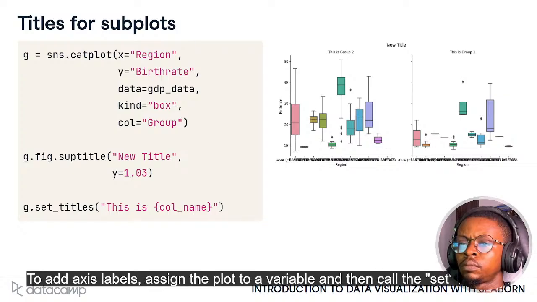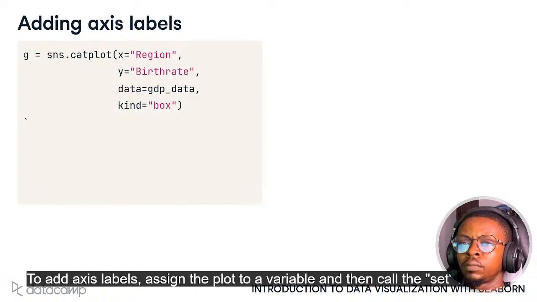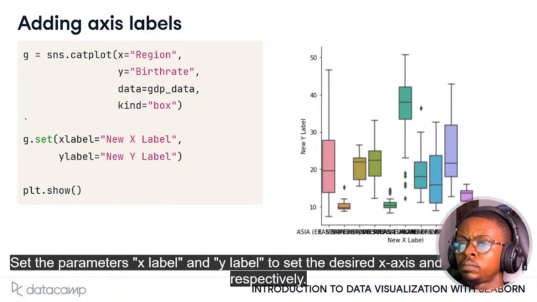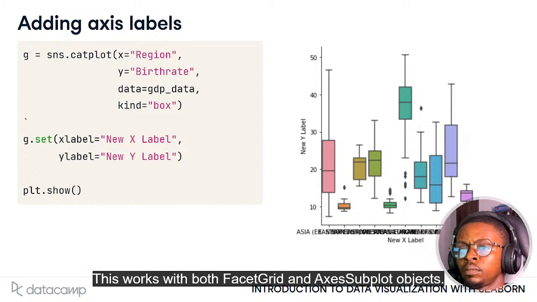To add axis labels, assign the plot to a variable and then call the set function. Set the parameters xlabel and ylabel to set the desired x-axis and y-axis labels respectively. This works with both facet grid and axis subplot objects.